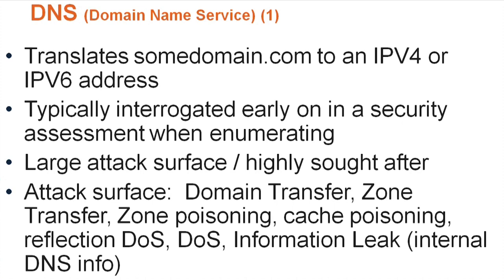Typically interrogated early on in a security assessment when enumerating, it's usually one of the first things you do. Usually you're just given a domain name as your first part of the target, and that's all you're given. There's a large attack surface, and it's highly sought after, and also it's difficult to detect because it's usually handled by someone else and you're not in control of those logs, so you don't even know who's querying your DNS.